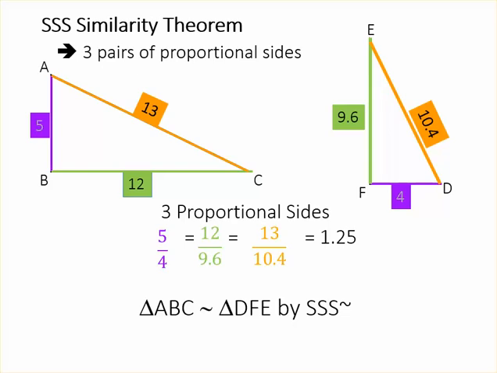A fraction means divide. So on your calculator, if you take 5 divided by 4, 12 divided by 9.6, and 13 divided by 10.4, you'll get the same decimal, 1.25. Since those are all equal, triangle ABC is similar to triangle DFE by side-side-side similarity.